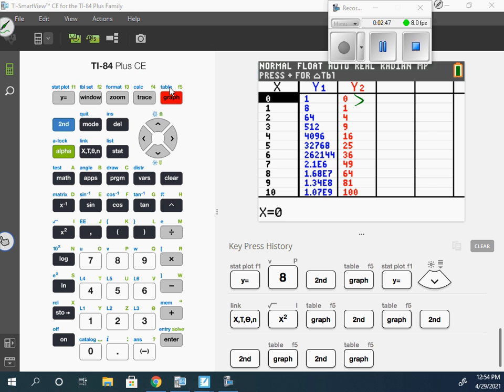Well, the difference between 0 and 1 is 1. The difference between 1 and 4 is 3. 4 and 9 is 5. 9 and 16 is 7. 16 and 25 is 9. And it continues on in this way. But if we look at that difference, what's the difference between 1 and 3? 3 and 5? 5 and 7? 7 and 9?